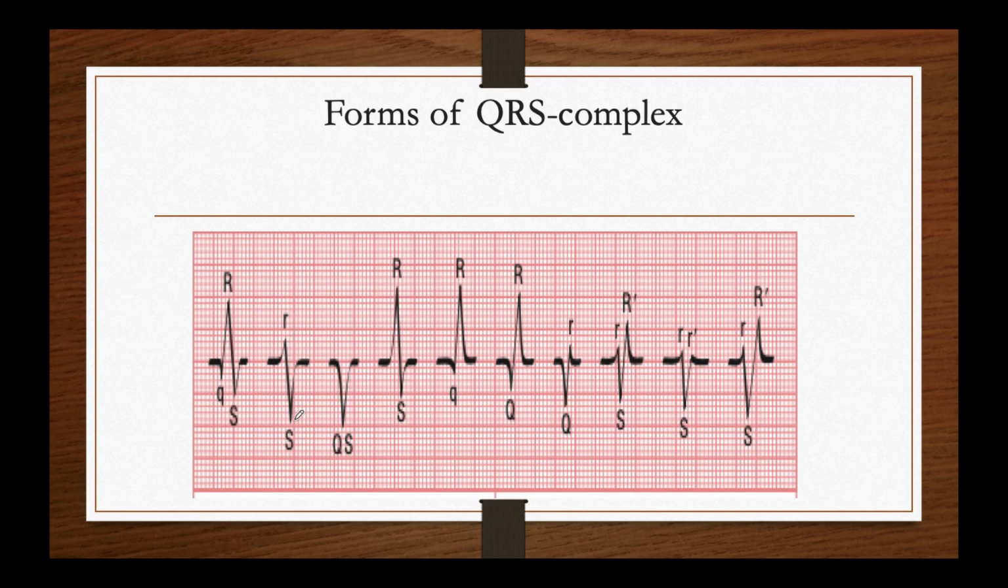deflections over here. Then we also have the Q and the S deflections over here. Then we have, as you can see, various forms of the QRS complexes showing over here. You can take a time and look at it very well.